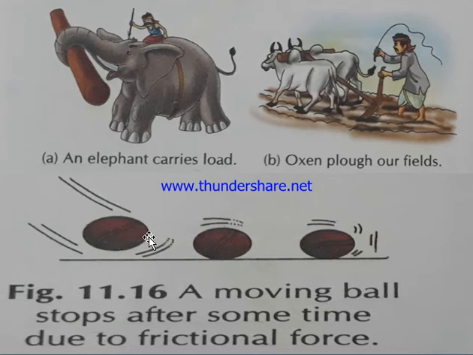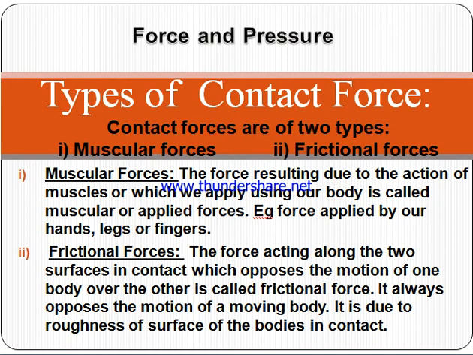Frictional force is seen when a moving ball stops after some time. This is due to frictional force. Here you see that the ball is moving. After some time the speed of the ball decreases, decreases more, and ultimately it comes to rest. This is known as frictional force. Again, there are two types of contact forces: muscular force, used by our muscles, by our body, and frictional force, by the surface.